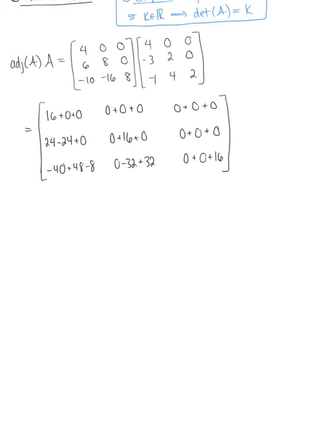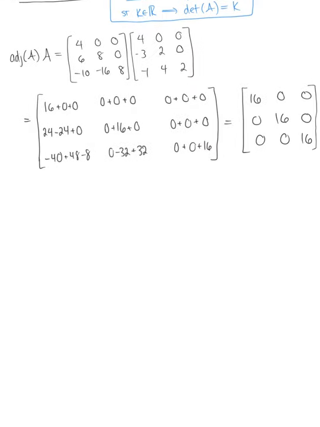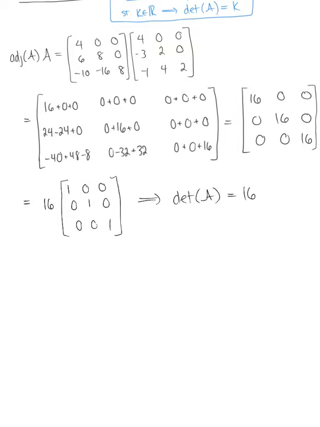Simplifying here, in our first row, we have 16, 0, 0. In our second row, we have 0, 16, 0. And in our third row, we have 0, 0, 16. So we can see a scalar multiple of 16 here, multiplied by the identity matrix in 3 dimensions. And therefore, the determinant of matrix A is that scalar multiple, 16.